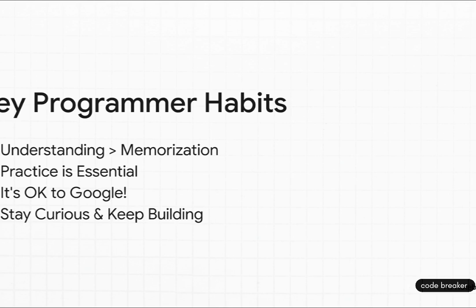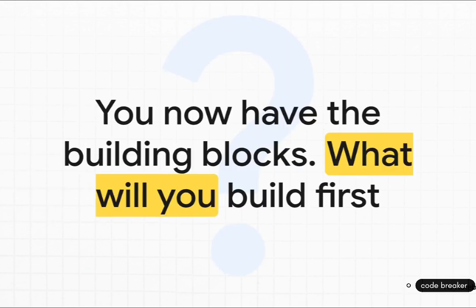Third, and I cannot stress this enough, it is 100% okay to Google stuff. Seriously, every pro does it, all day, every day. And finally, stay curious. Always be asking what if and just keep building things. And that really brings us to the big question. You now have the basic building blocks for handling text and making choices in your code. These two concepts are the foundation for, well, for almost everything. So, you've got the tools, you have the building blocks. What are you going to build first?